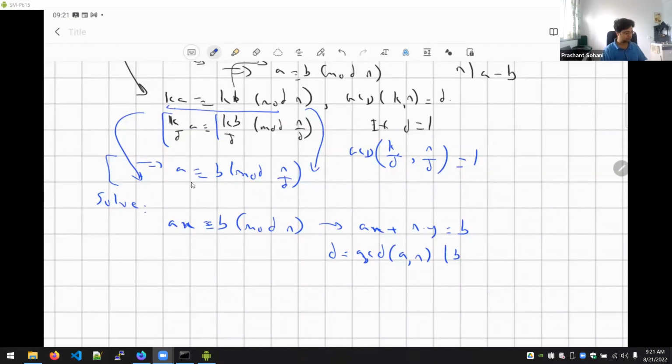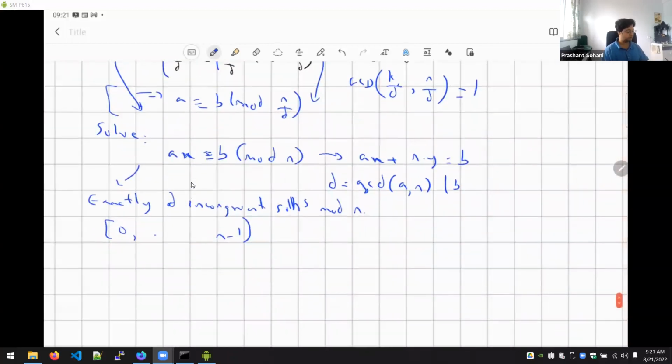So this set of equations will have exactly d incongruent solutions modulo n. Which means that within any range of n numbers, so you can take the range from 0 to n minus 1, this is the range of n consecutive numbers, exactly d of these numbers will satisfy this equation. And we also checked some examples.